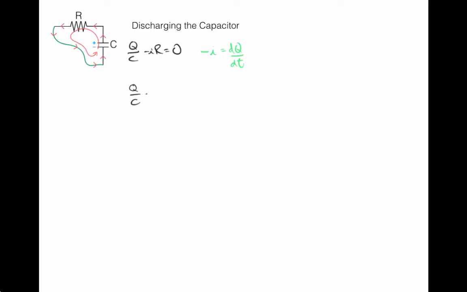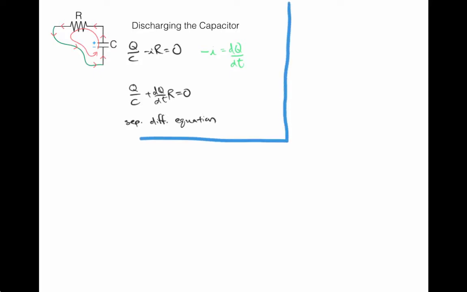Making the substitution for current, I am left with Q over C plus dQ by dt times R is equal to 0. And this is a separable differential equation. That's the physics, and from here I'm going to use calculus to solve this equation for charge on the capacitor and current in the circuit as a function of time.